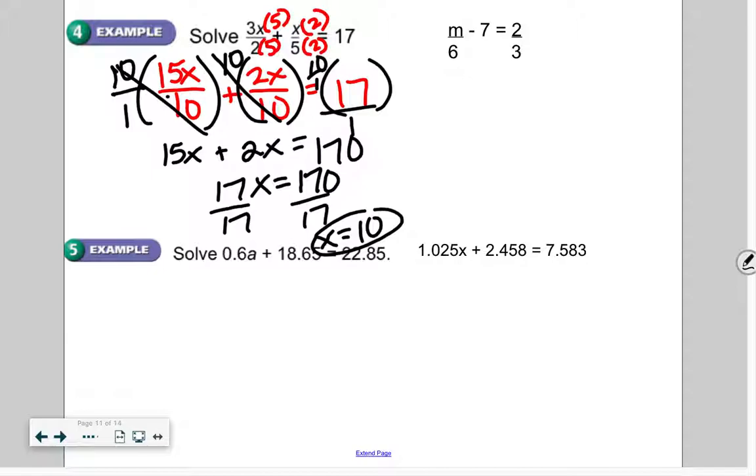Okay, so the next example with the fractions in there. m over 6 minus 7 equals 2/3. Again, make sure you have a common denominator. What denominator should we use?